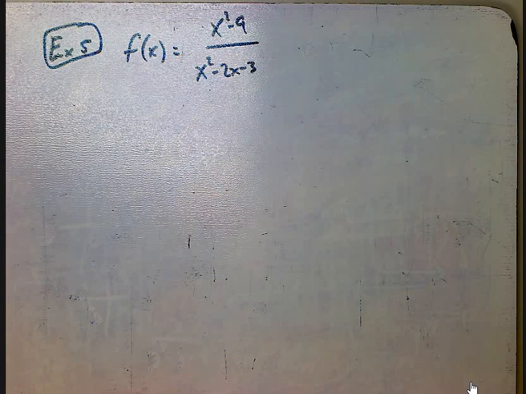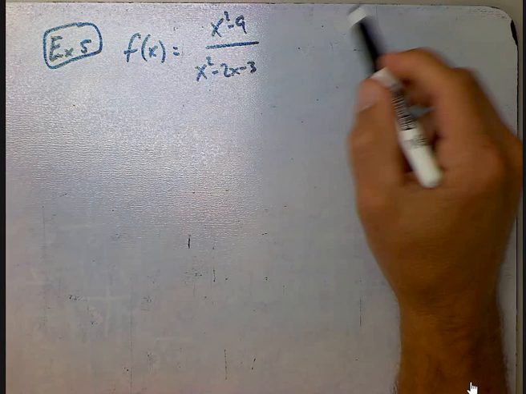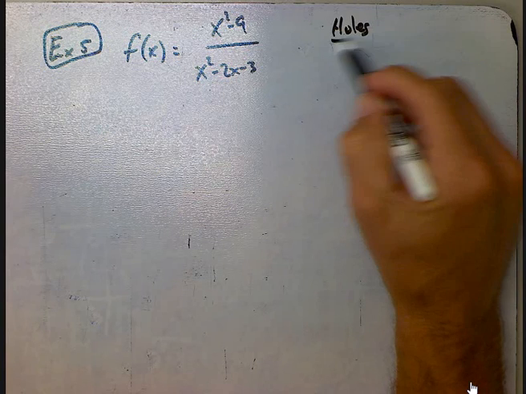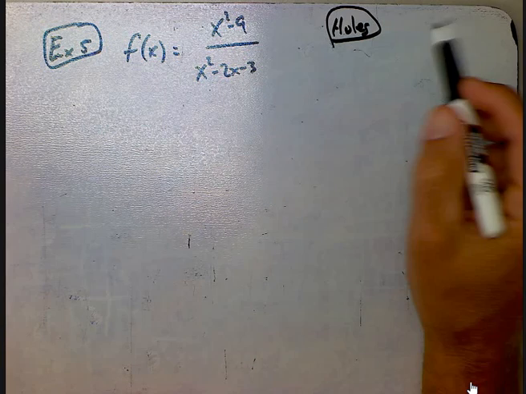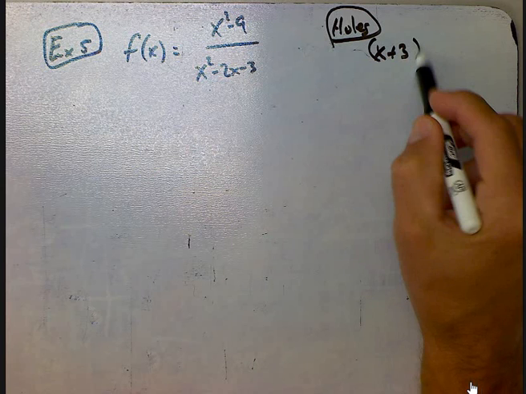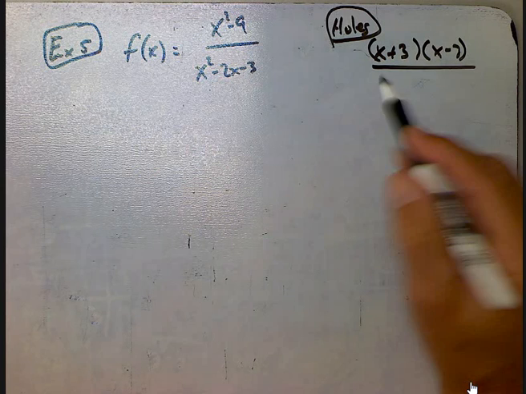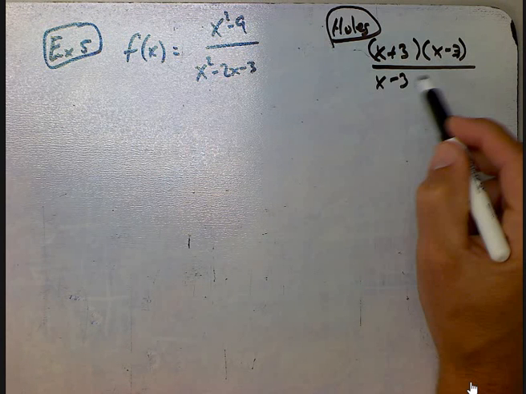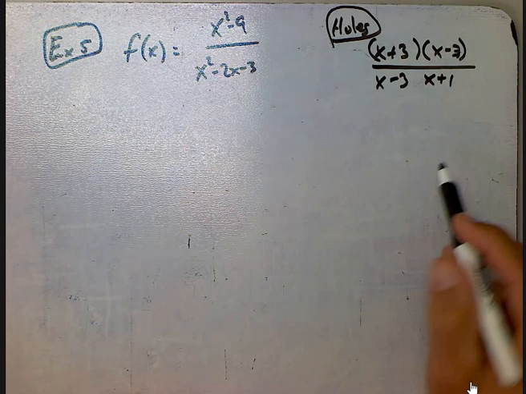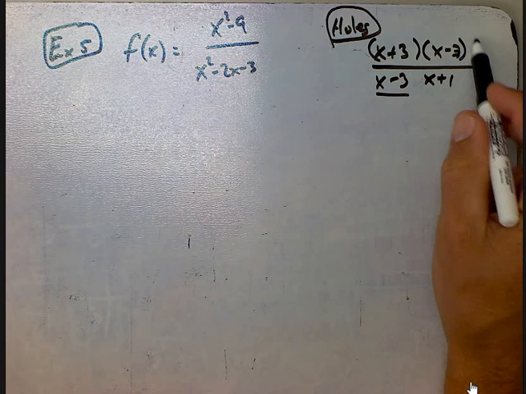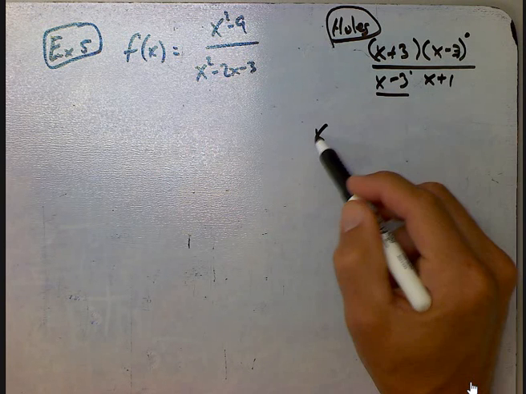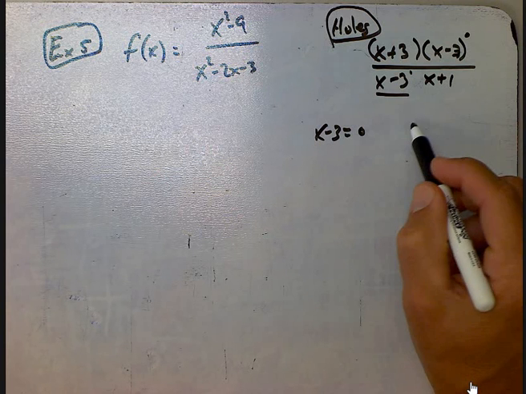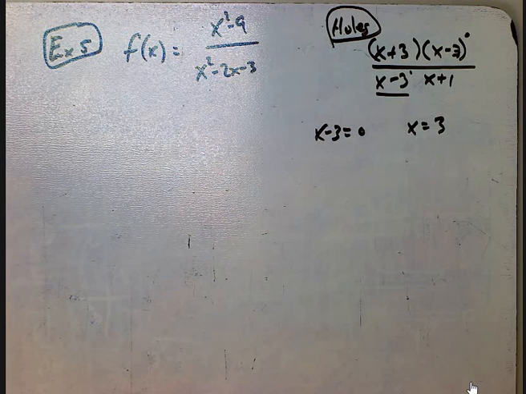Okay, for example 5, we have another graph. This time we're going to encounter holes. If we recall, how to find the holes is to factor the top, so it factors to x plus 3, x minus 3. Factor the bottom, x minus 3, x plus 1. Since we have a common factor of x minus 3 for both of them, we set x minus 3 equals 0, x equals 3, and that's going to be a hole in the graph.